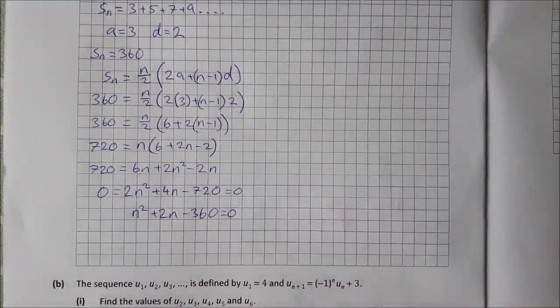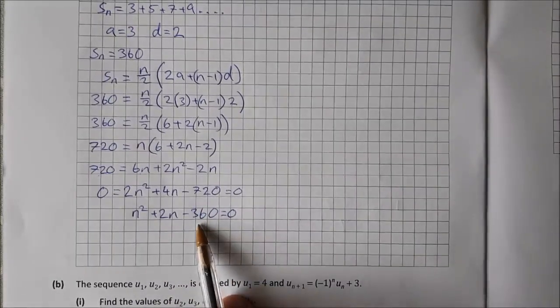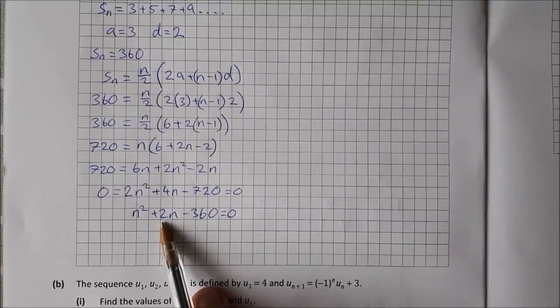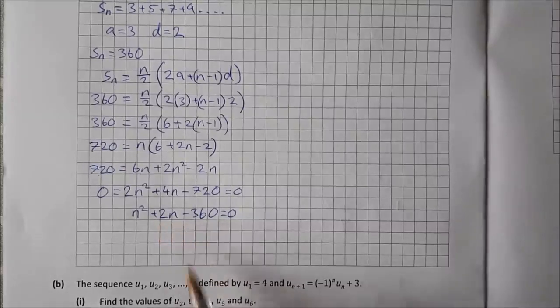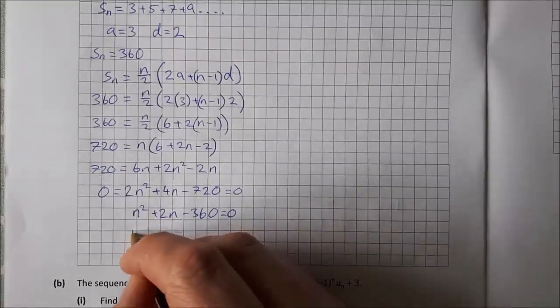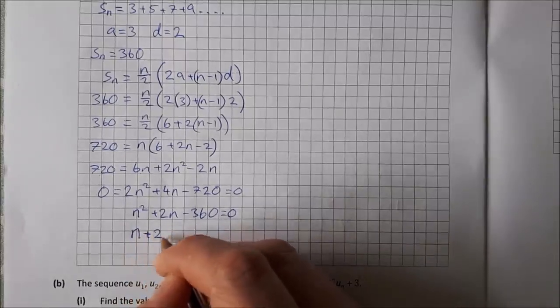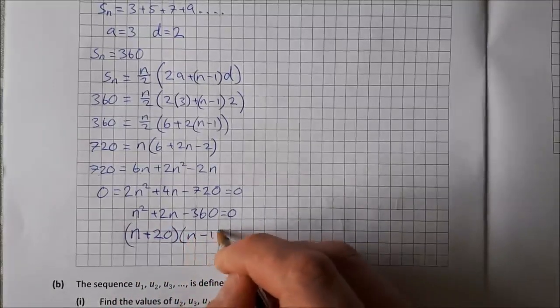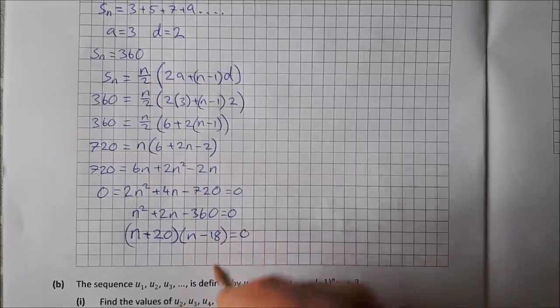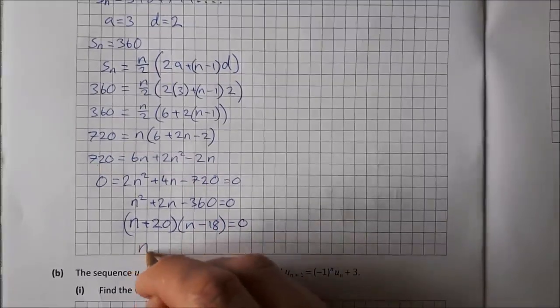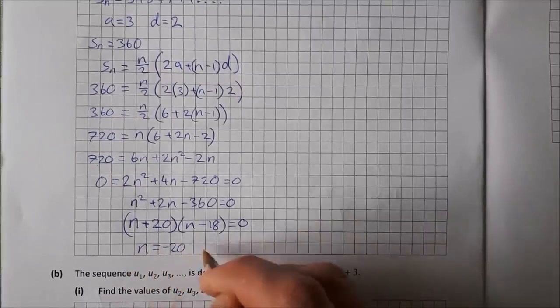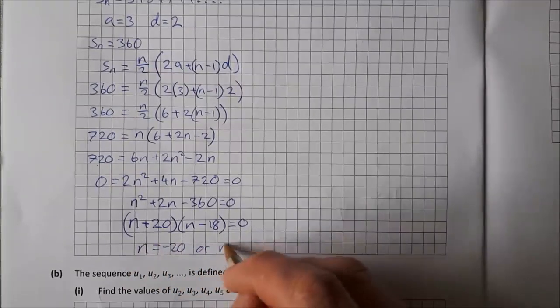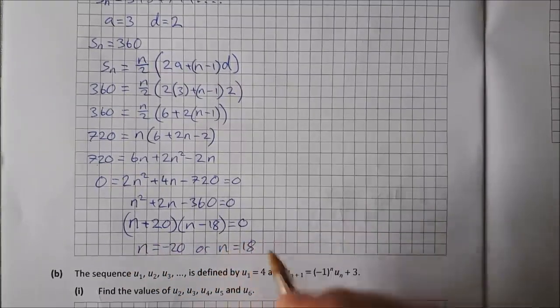So now I'm looking for factors of minus 360 that add up to give me plus 2. And the factors will be plus 20 and minus 18. So that'll be n plus 20 times n minus 18 is equal to 0. So that means n is equal to minus 20, or n is equal to plus 18.